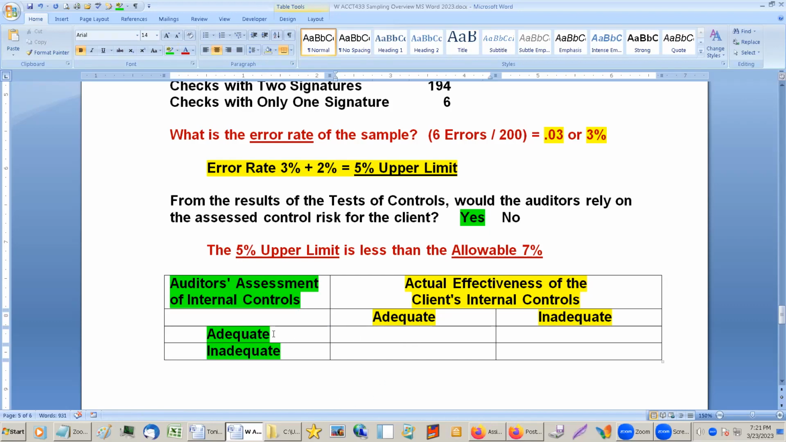So if we, as auditors, say, okay, these controls are adequate, and the actual is that they are adequate, so the auditors say they're adequate. So this will have the correct result that we are looking for, as far as our sample matches up with what the actual is. And same thing if we come up and say, okay, these controls are inadequate, and in real life, they are inadequate. Again, we came up with the correct decision there.